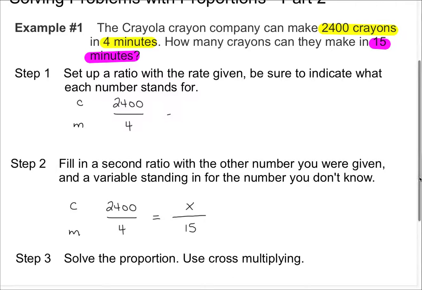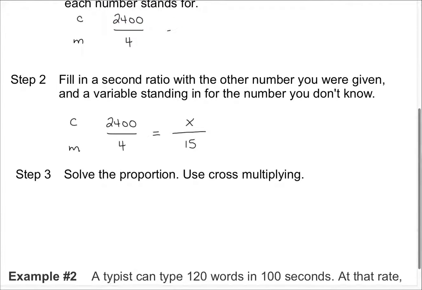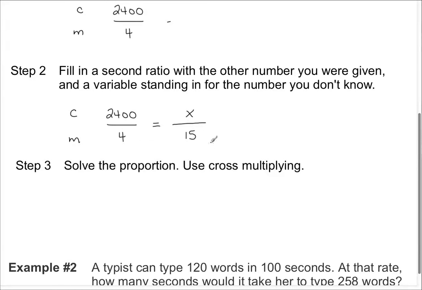Now, this says solve the proportion using cross multiplying. You can solve it using the multiplication or finding the multiplier if you want to, but usually it's going to be easier cross multiplying. And remember, for cross multiplying, we have to multiply crossways for the numbers that are both there and then divide by what's left over. So here's how we're going to write it down. X equals 2,400 times 15 divided by 4, and that's our cross multiplying.